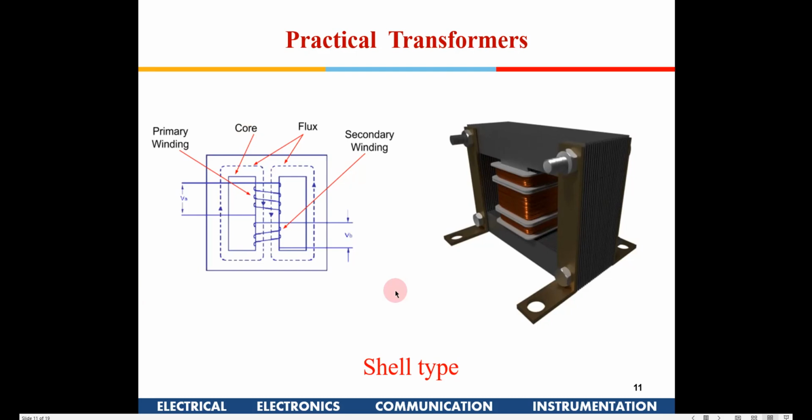Okay, so this is known as a shell type core, in which the primary and secondary are in between, and then you have the magnetic flux going like this. In the center you have one arm, both the primary and secondary are wound here, and then you have these magnetic fields moving like this. That is known as shell type.